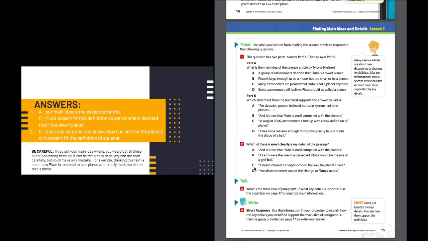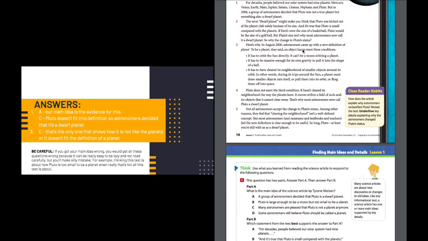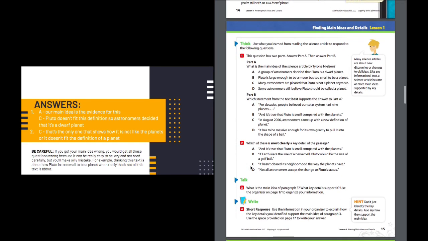Which of these is most clearly a detail of the passage? It hasn't cleared its neighborhood the way the planets have. C is one of the conditions that makes Pluto not a planet, or one of the reasons why it's called a dwarf planet and not an actual planet anymore, and that supports our main idea. That's the only one that shows how it's not like the planets, or it doesn't fit the definition of a planet.